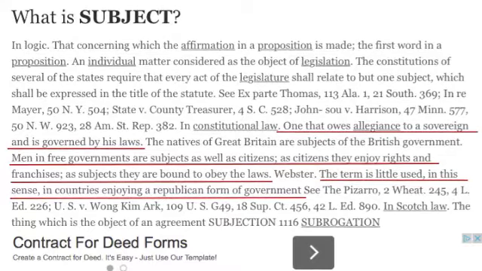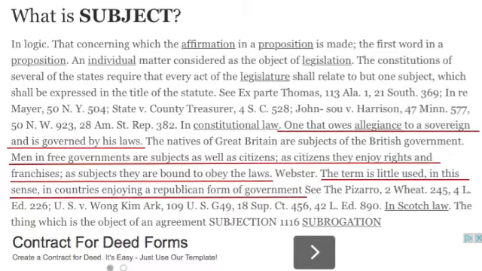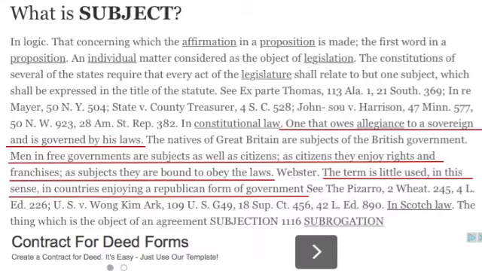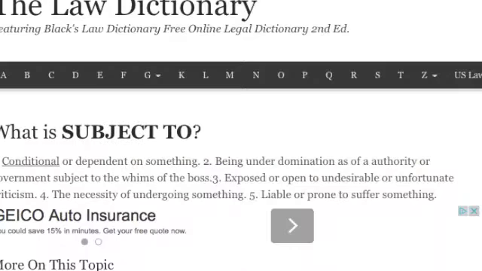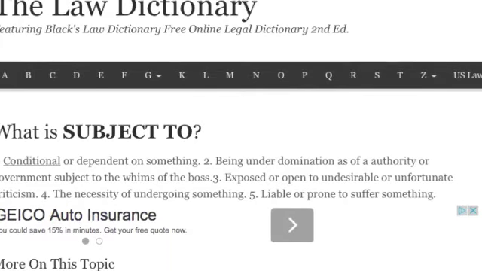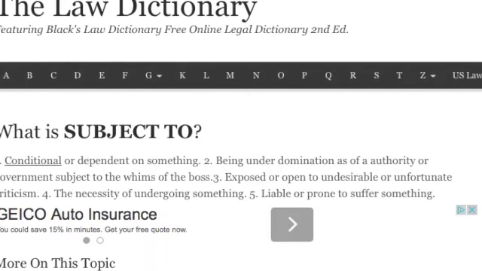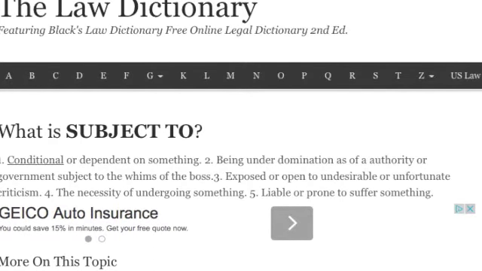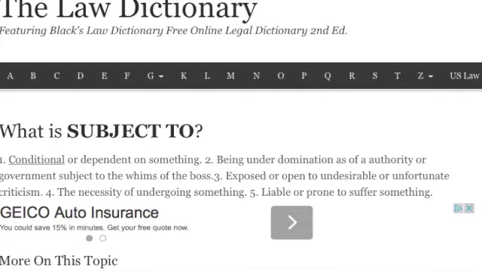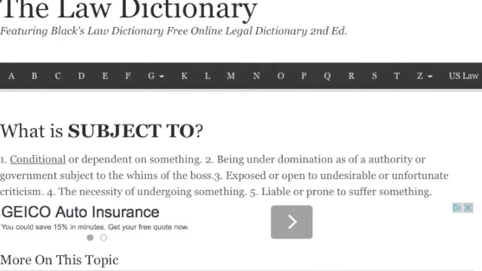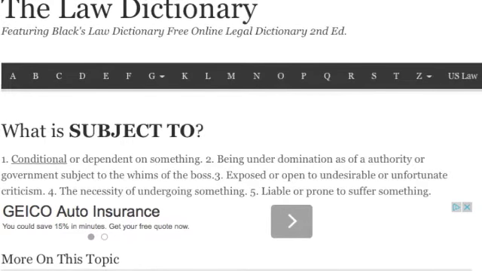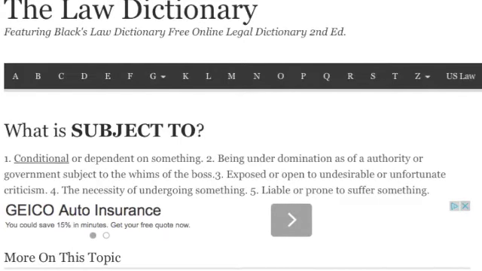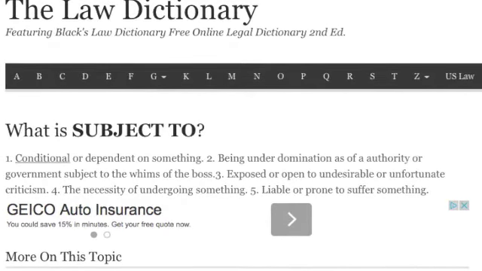Now, some people like to debate with me and they say that it says subject to. Well, here's the definition for subject to. Conditional or dependent on something. So it can be conditional. You don't have to be subject to it. Being under domination as of an authority or government, subject to the whim of the boss. Well, they definitely have us under domination, and I think that's kind of part of the problem.